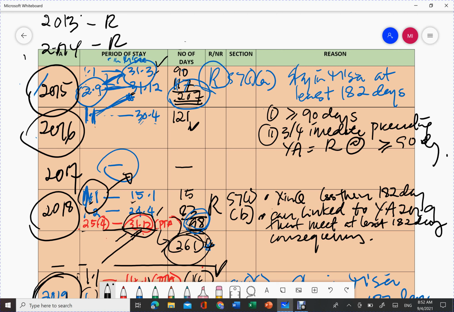So if you were to look at this, awak akan perasan dia ni meet the criteria where for year 2016 he was in Malaysia for at least 90 days, which is 121 days, and then 3 out of 4 immediate preceding year of assessment dia mestilah is either resident ataupun stay for 90 days. So what happened? We are looking at year 2016. 3 out of 4 immediate preceding year of assessment. We have that 3. Kita ada year 2013, year 2014 and year 2015, and for all of this year, dia ialah resident.